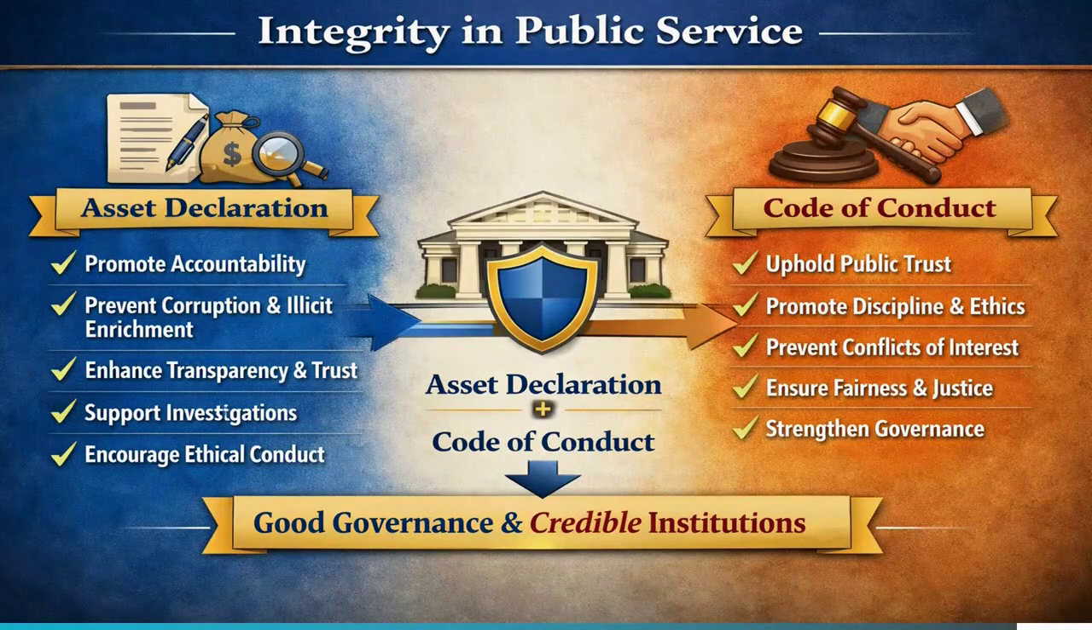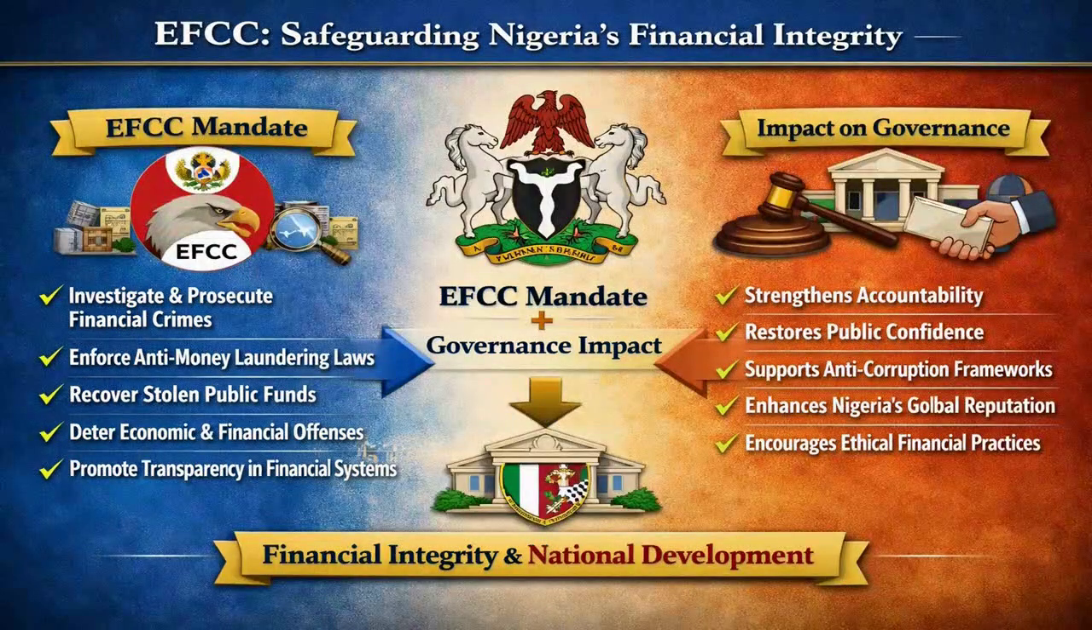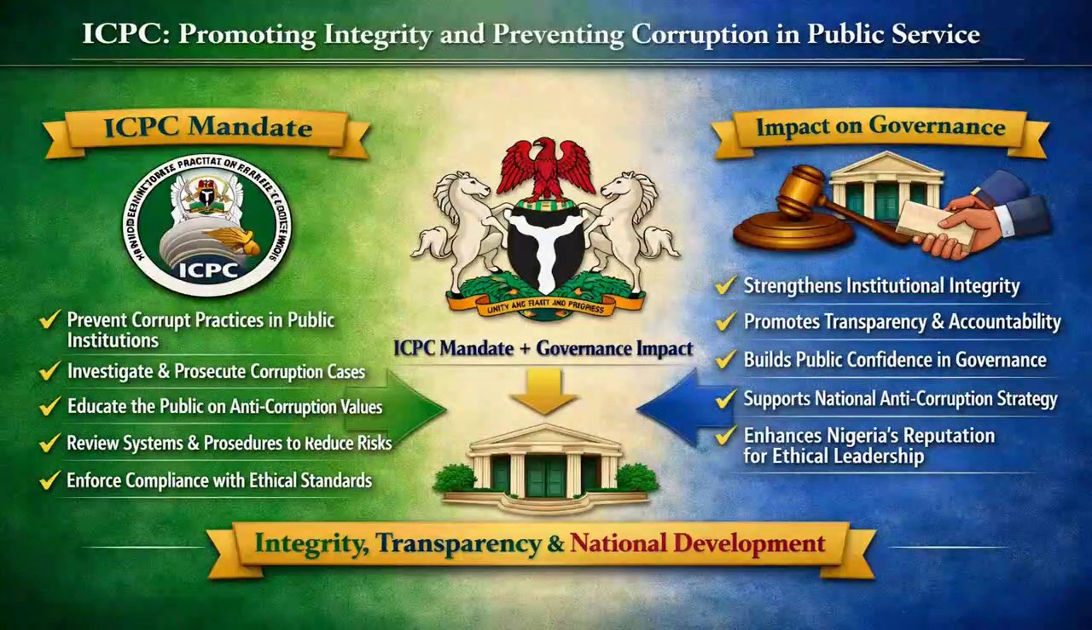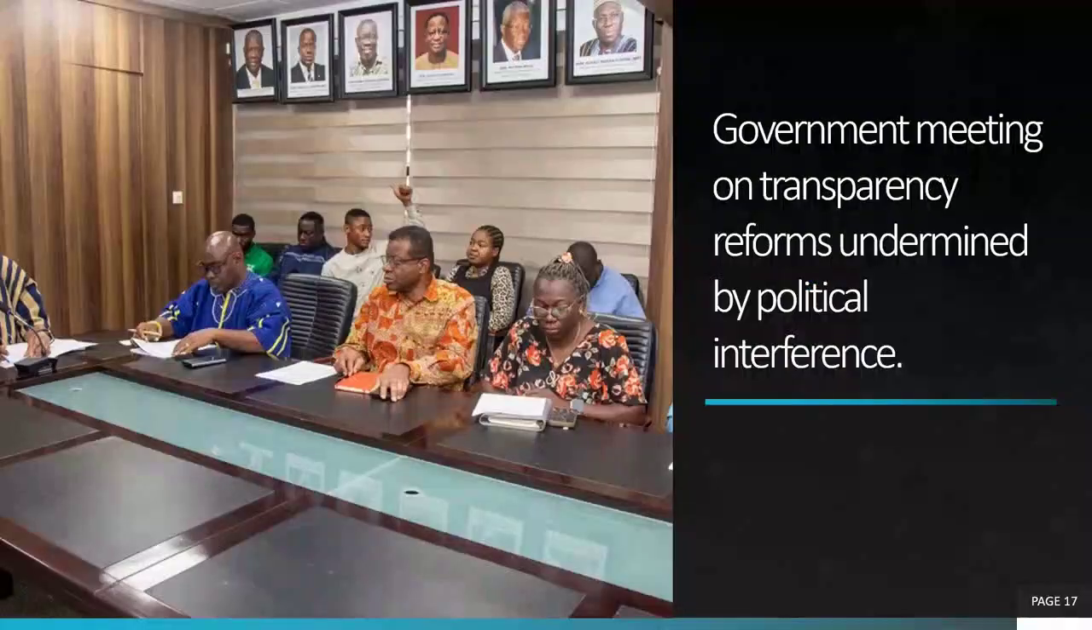Financial disclosure, mandating that public officials declare their assets to prevent illicit enrichment. Example, asset declaration requirements in Nigeria have often been undermined by weak enforcement, but they remain a cornerstone of IMF governance reforms. Anti-money laundering measures, strengthening financial systems to detect and prevent illicit financial flows.